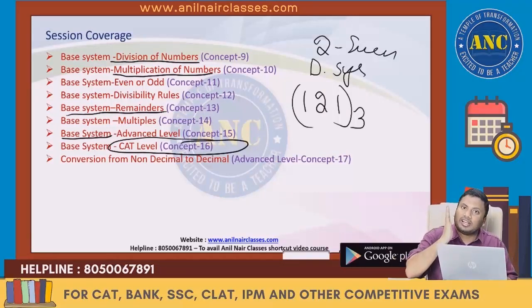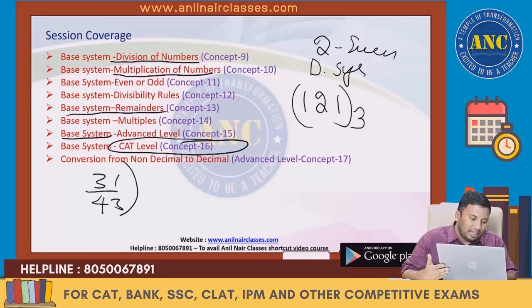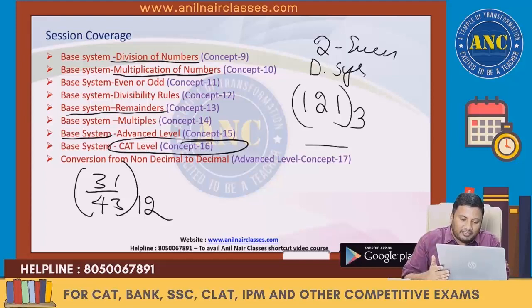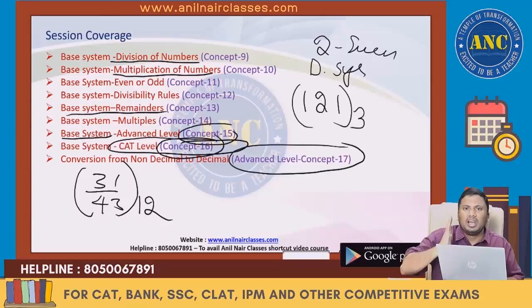Some advanced level, how to find out 31 by 43 in base system 1, 2. This is something which you have not seen in any of the regular textbooks. How to convert a fraction, whether it is truncating or recurring. Total 17 concepts are there. Listen to every class of mine.